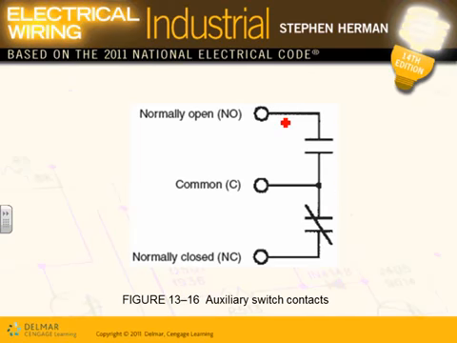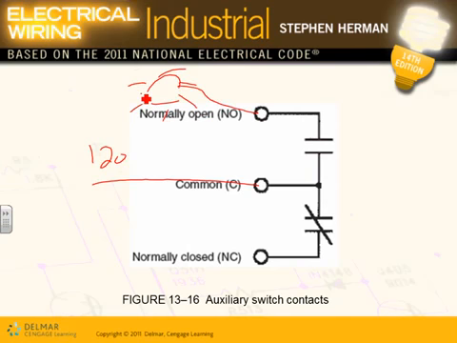Auxiliary switches or contacts, guys, are used to give you an indication light. You can bring 120 volt here, and you put a light, and you take it from here. Here's my neutral, here's my hot. Every time the circuit breaker closes, it will close this one, and my green light is on. So that's how they do auxiliary. These contacts give you the status of your circuit breaker.